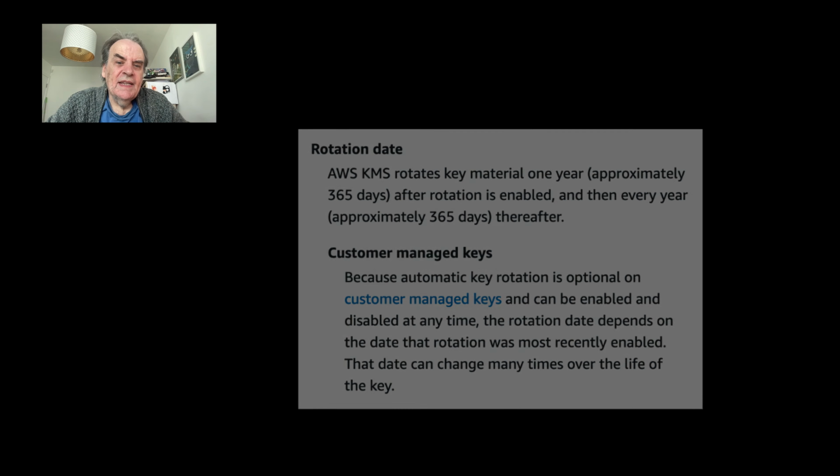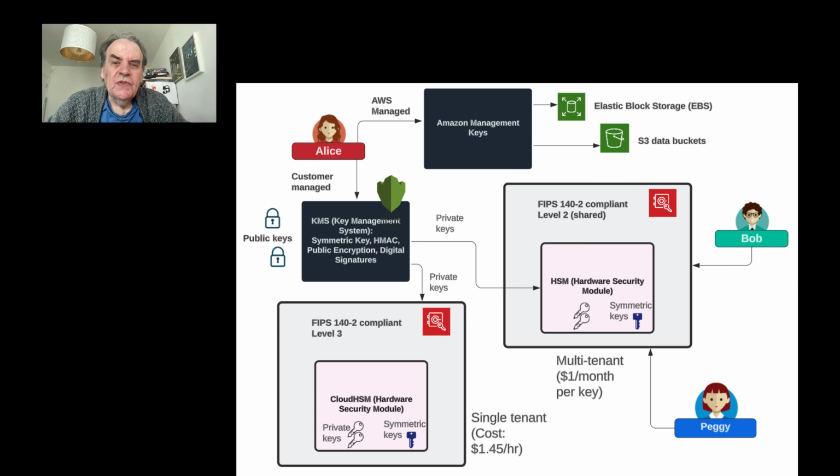KMS uses PCI DSS Level 1, FIPS 140-2, FedRAMP, and HIPAA. AWS KMS matches to FIPS 140-2 Level 2. AWS Cloud HSM complies with FIPS 140-2 Level 3 validated HSMs. AWS Cloud HSM costs around $1.45 per hour to run, and the costs end when it is disabled or deleted.